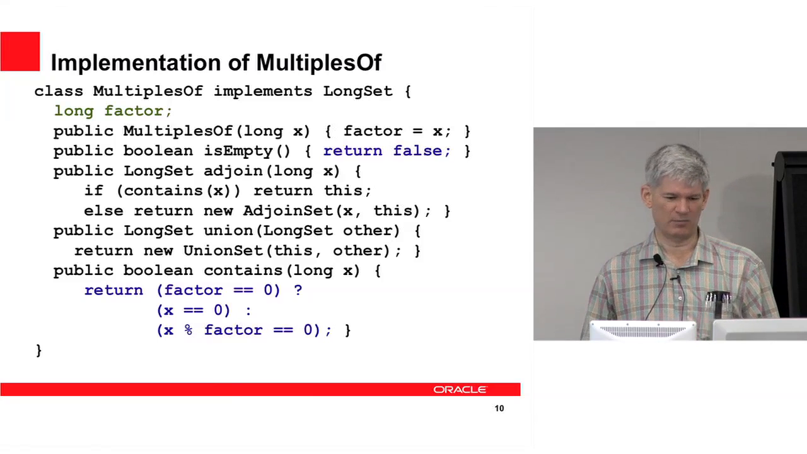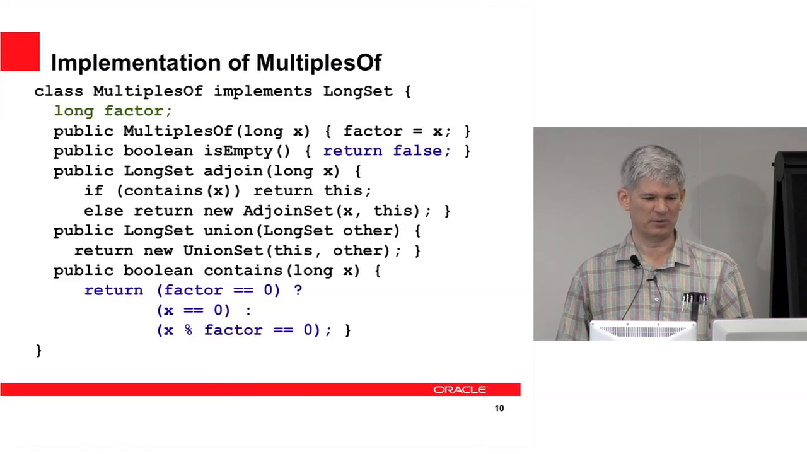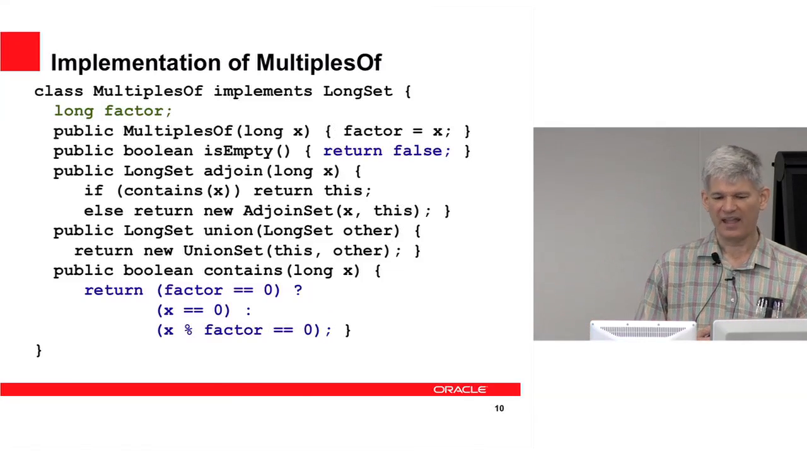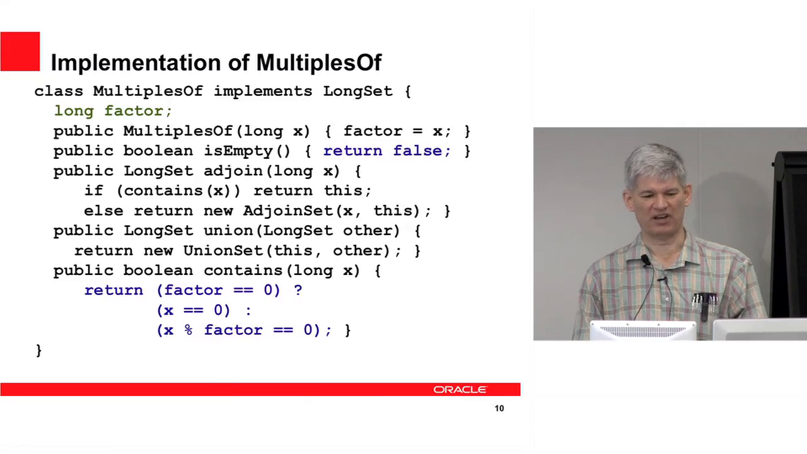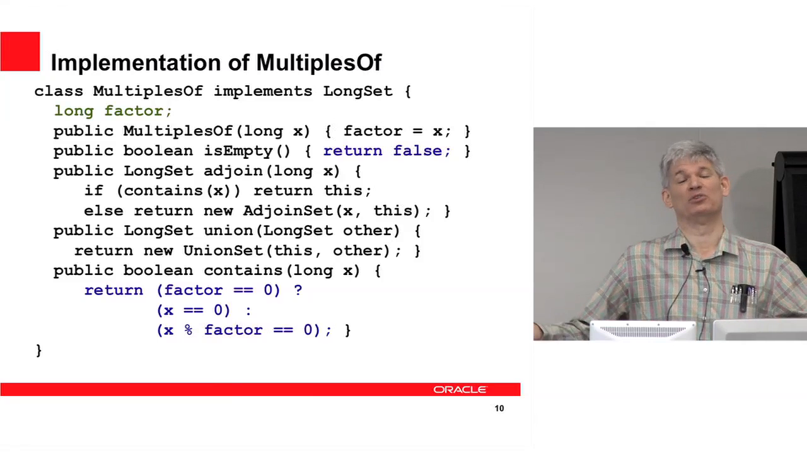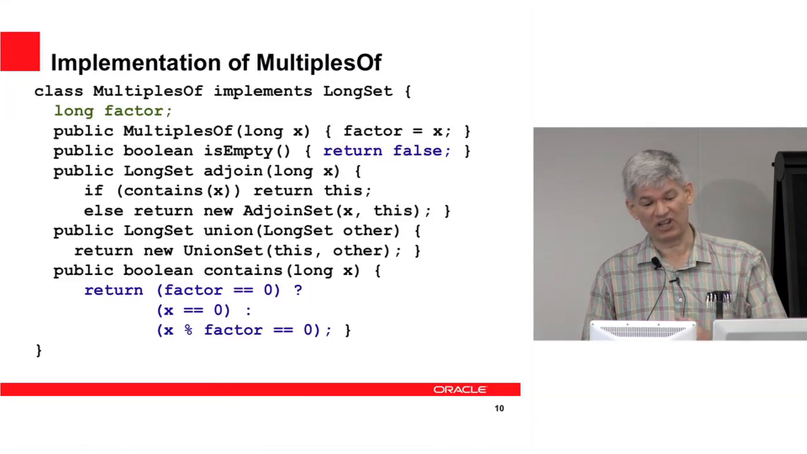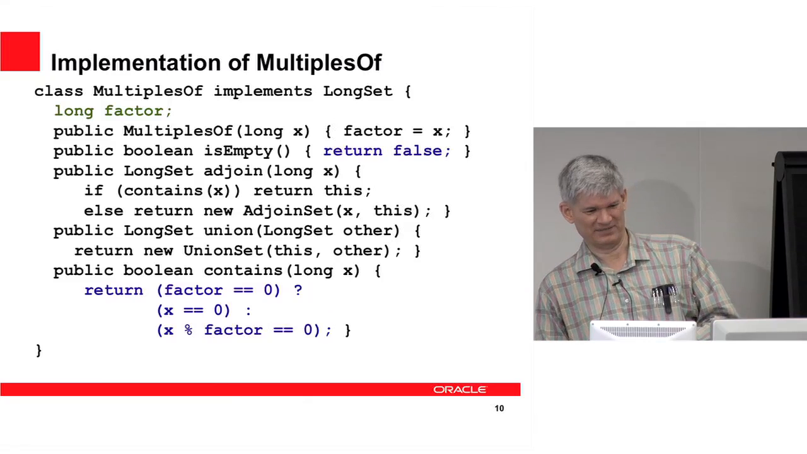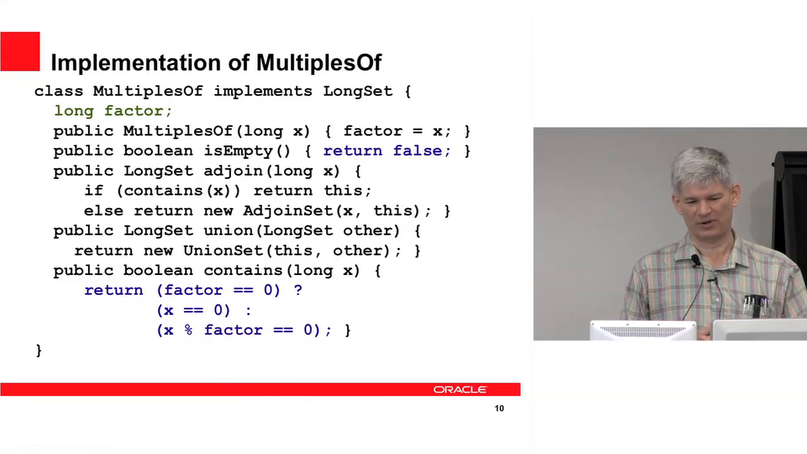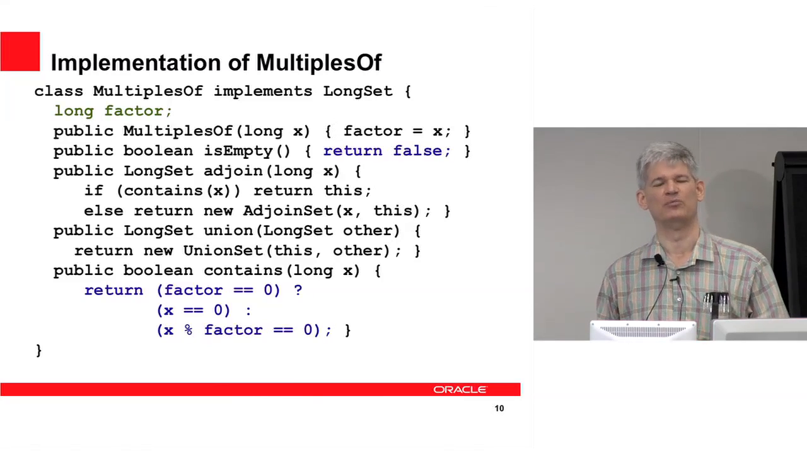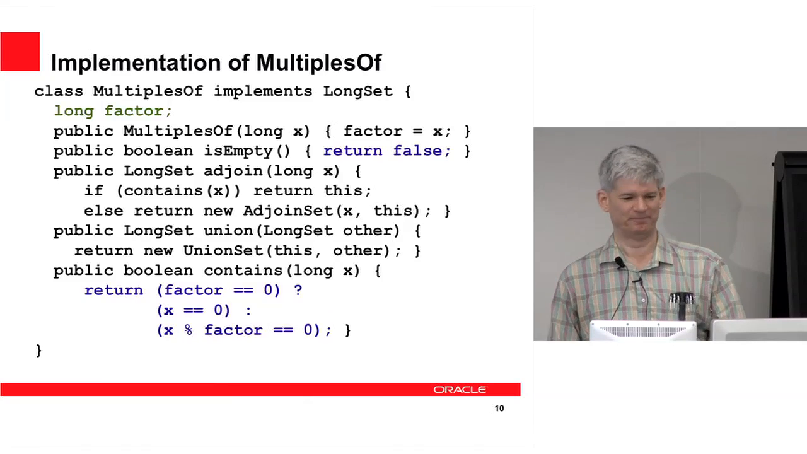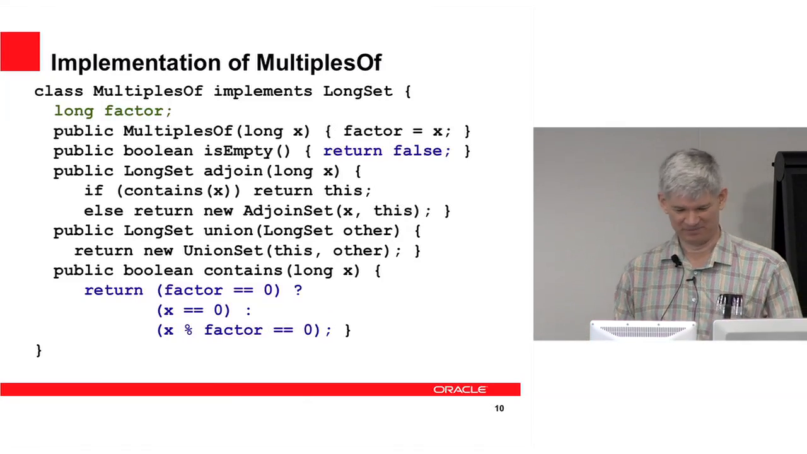A MultiplesOf set is always non-empty, so isEmpty returns false. The implementations of adjoin and union are exactly as before. And the contains test is interesting. If you ask whether a MultiplesOf thing contains a value X, well, there are two cases. One is where the factor happened to be 0. Everything's a multiple of, I'm sorry, everything is not a multiple of 0. I got this test wrong. Ooh, I got a bug. But in any case, you need to check whether the factor is 0 and handle it appropriately. So if the factor is 0, you actually need to check to see whether X is also 0. And otherwise, you see whether X remainder factor equals 0. Okay, code walkthroughs are good. They reveal bugs.